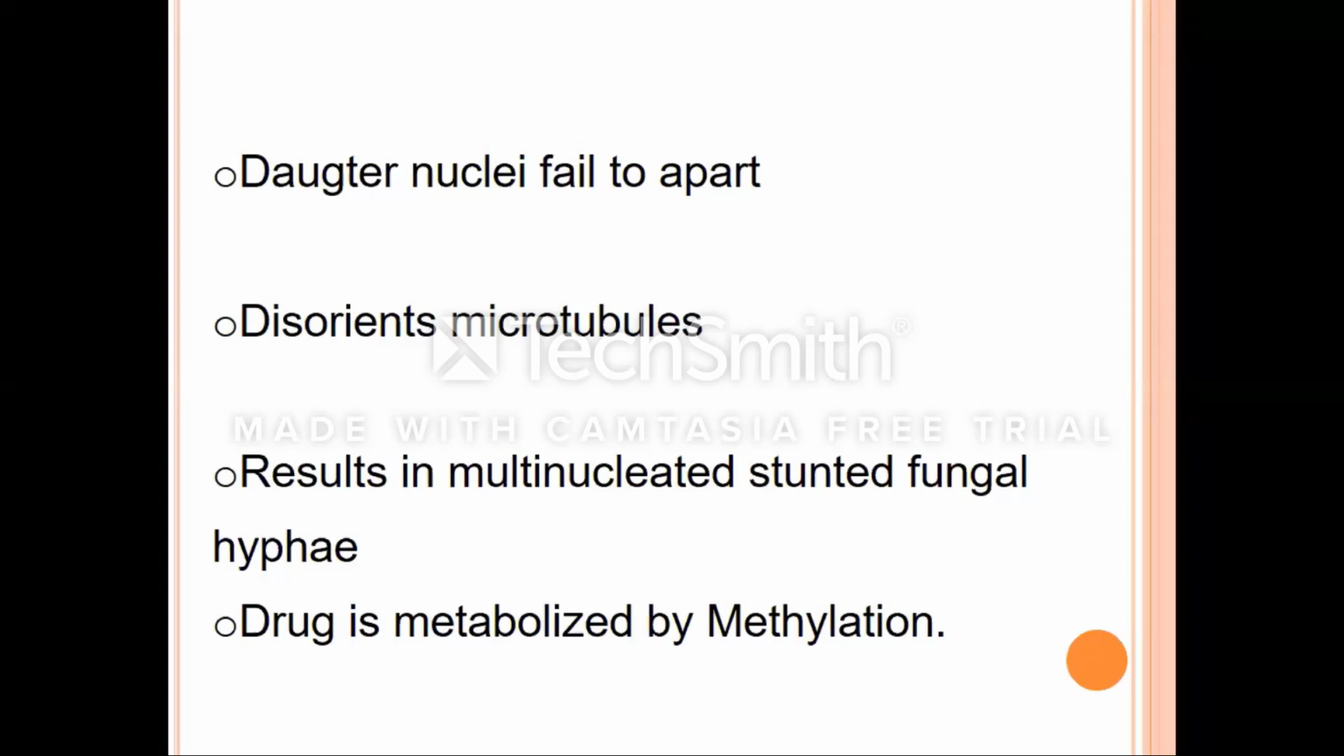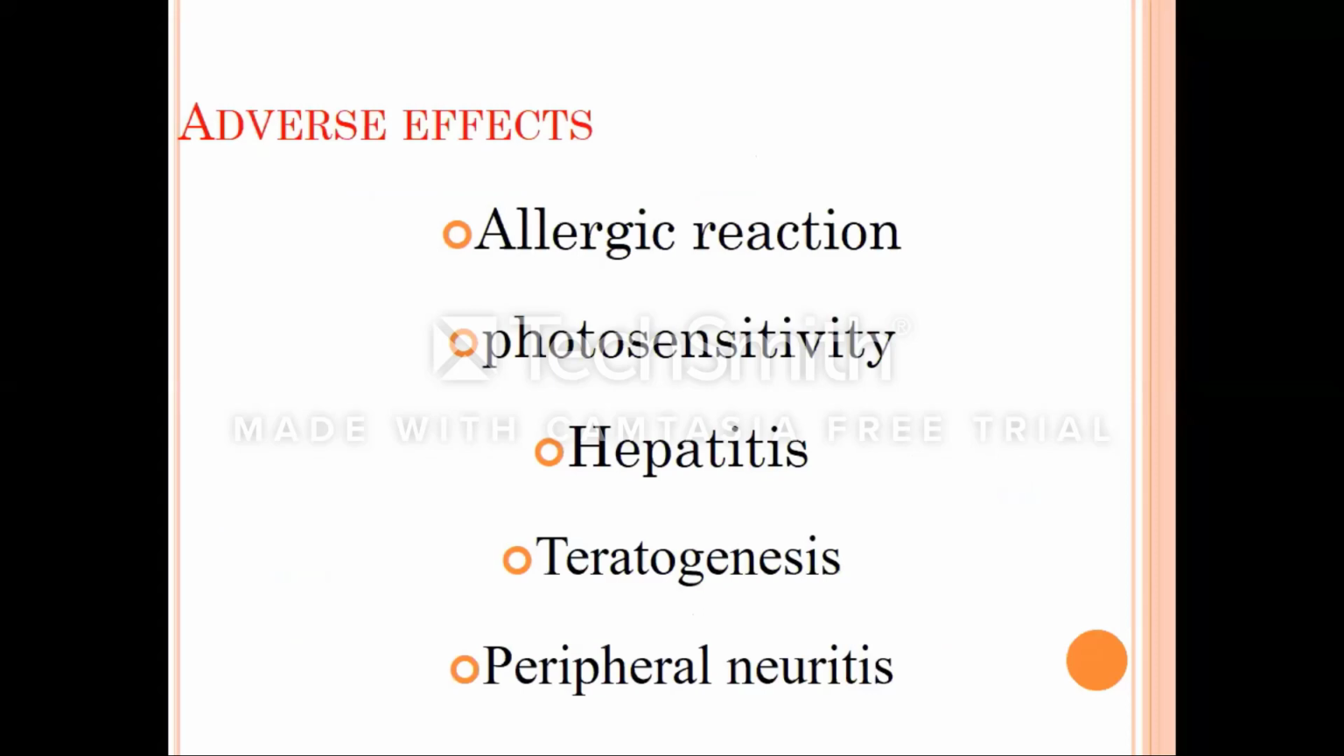If you observe under the microscope the fungal growth in presence of griseofulvin, you will find that multinucleated stunted fungal hyphae are present. Because the hyphae are not able to multiply, they remain stunted, and since the nuclei don't depart from each other, they appear to be multinucleated. Griseofulvin is metabolized usually by a methylation mechanism in the body. Regarding its adverse effects, it is known to cause photosensitivity.